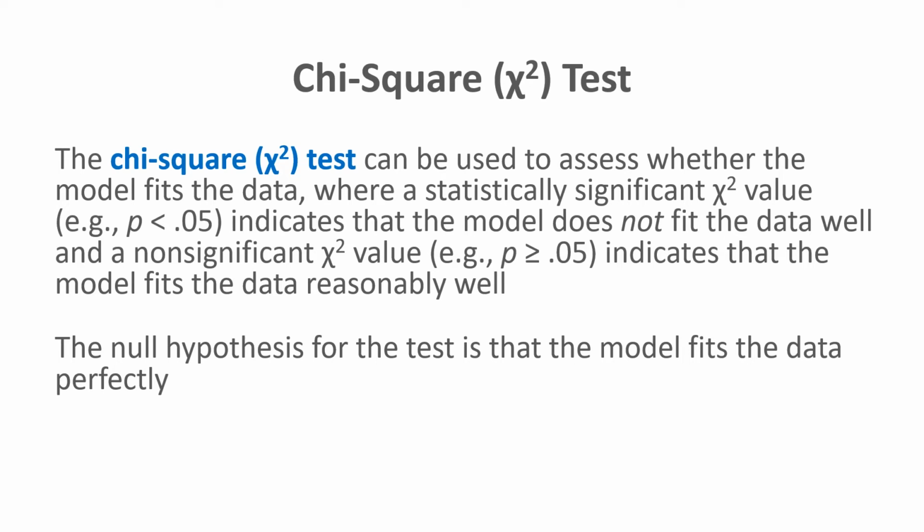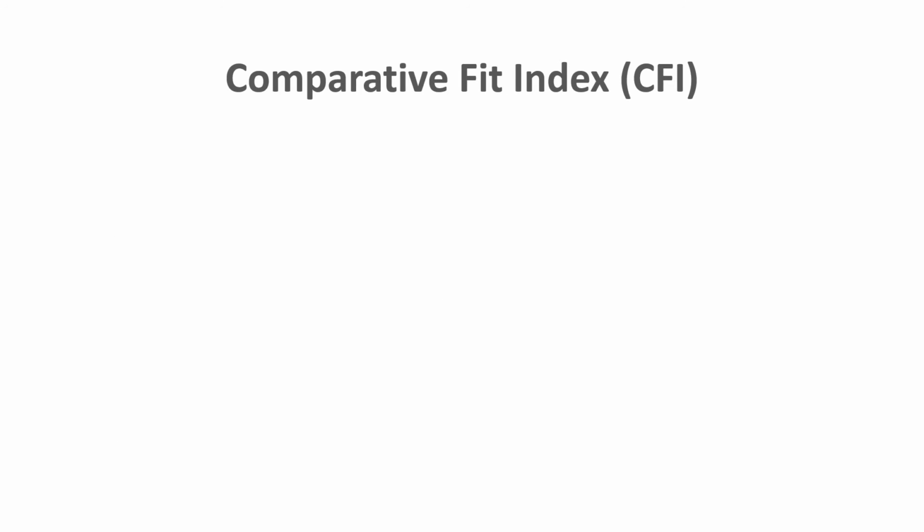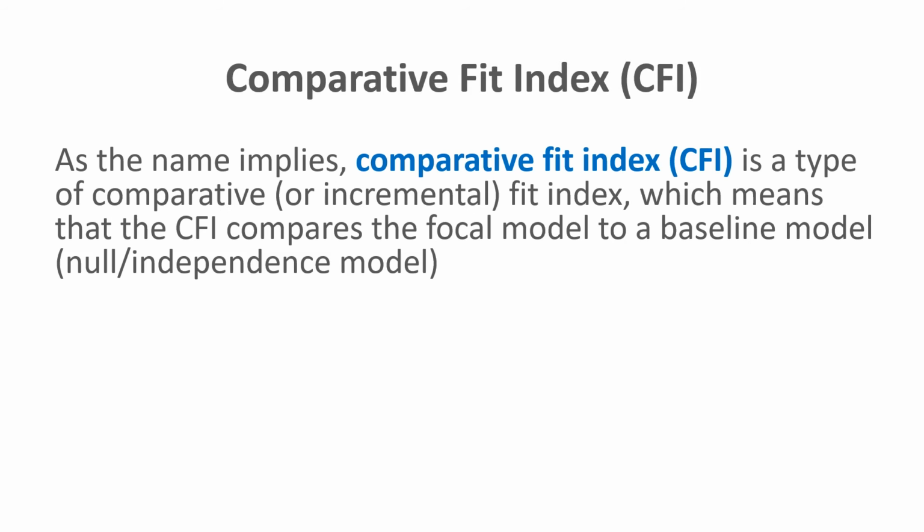Okay? So if we fail to reject that because our p-value is greater than or equal to 0.05, we're essentially saying that our model fits no worse than a perfectly fitting model, which is a good thing. Now, I should note that the chi-square test is sensitive to sample size as well as non-normality in the variables that we're modeling. So now let's shift gears and talk about the comparative fit index, or CFI.